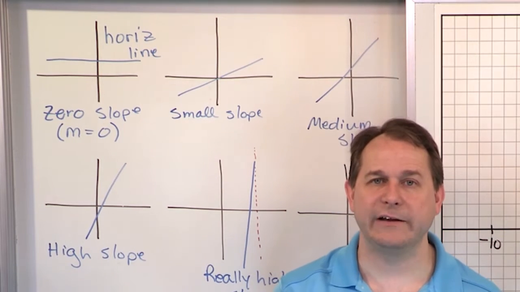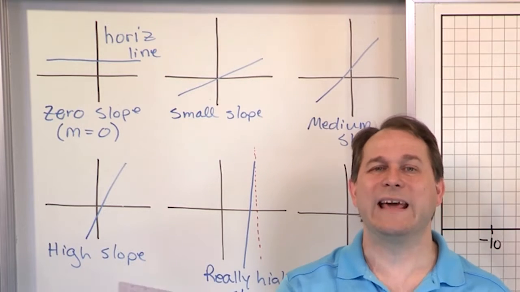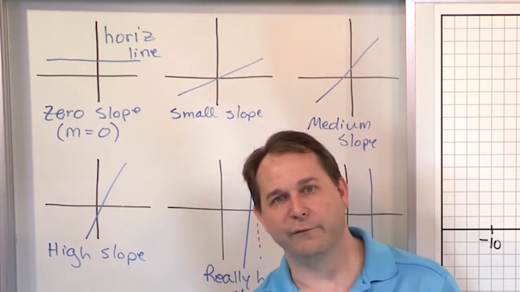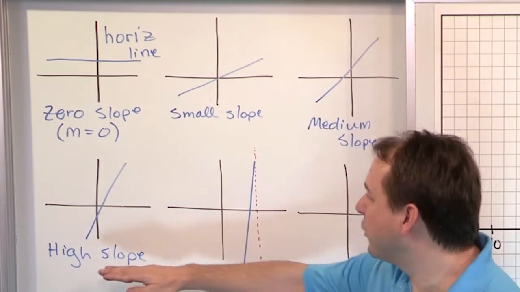So we calculate the rise, we'll show how in a second, but we calculate the rise, we calculate the run, meaning how far over it moves, and we divide those things. And then the number that we get from that is called the slope.